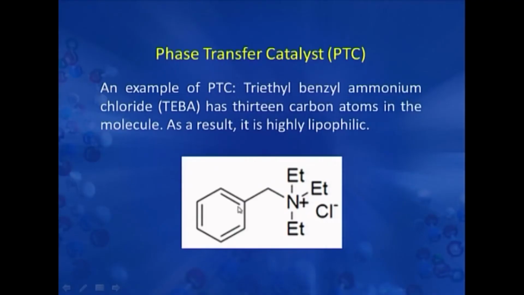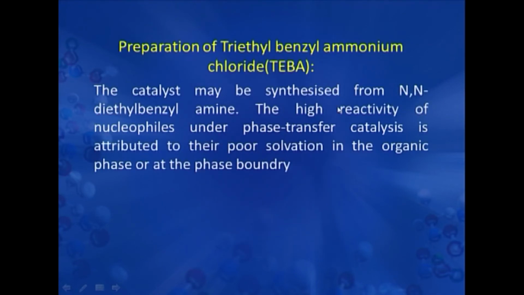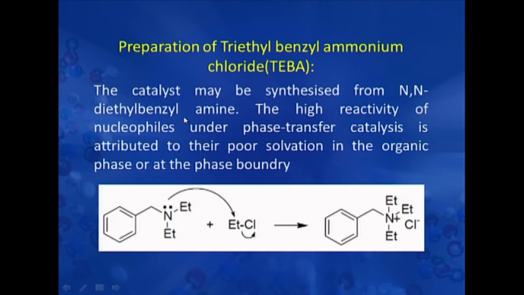Another example of a phase transfer catalyst is triethyl benzyl ammonium chloride, also called TEBA. Here you can see one group is a benzyl group and the three other alkyl groups are ethyl groups, and this TEBA has 13 carbon atoms in the molecule. As a result, it is highly lipophilic in nature. The catalyst may be synthesized from N,N-diethyl benzyl amine upon treatment with ethyl chloride.